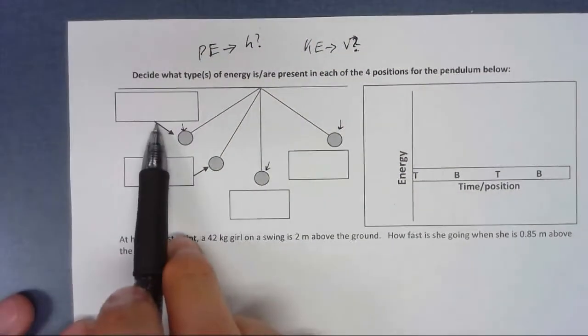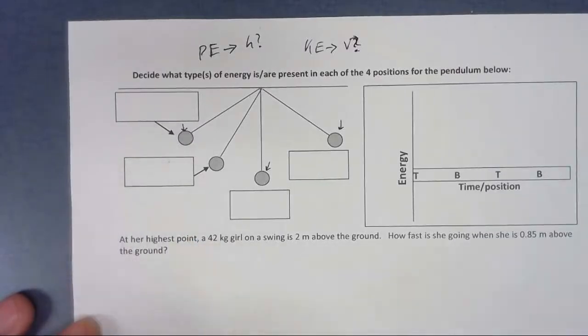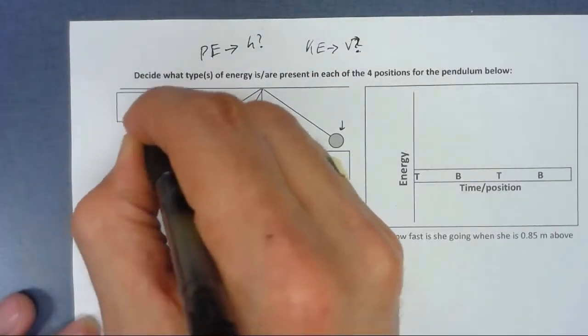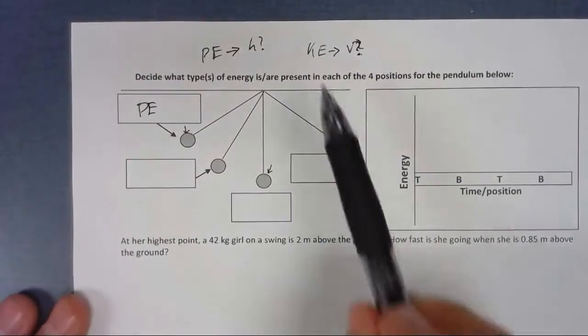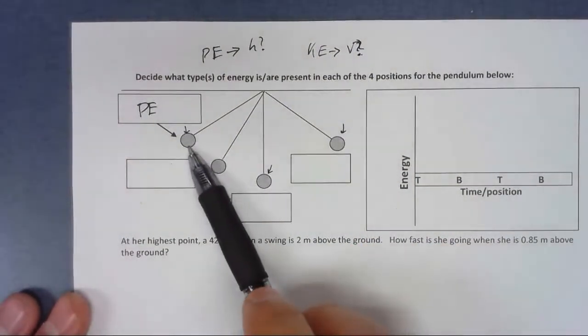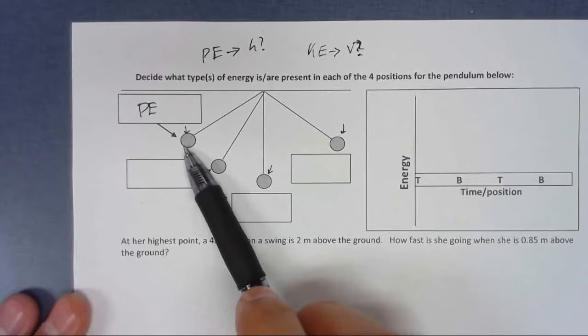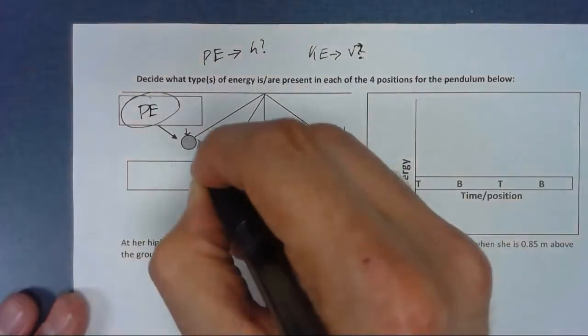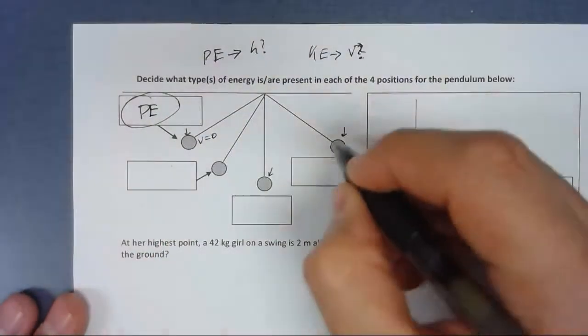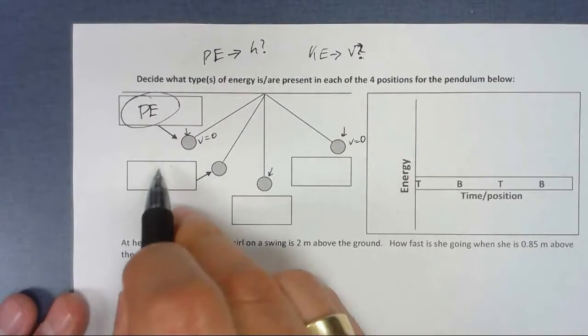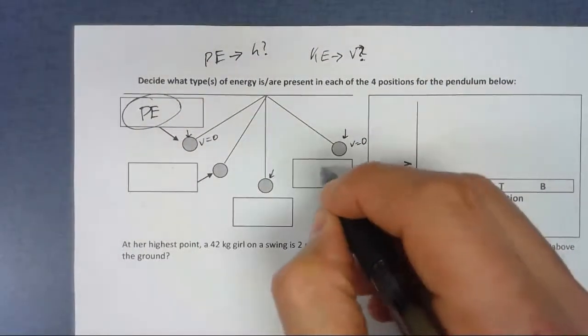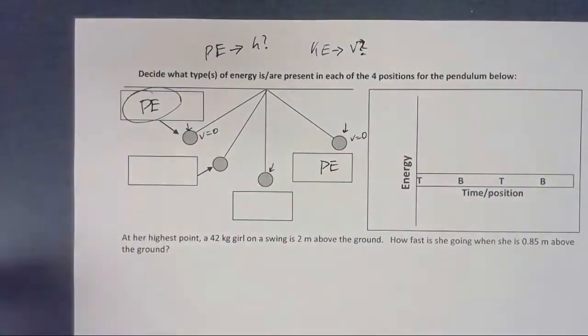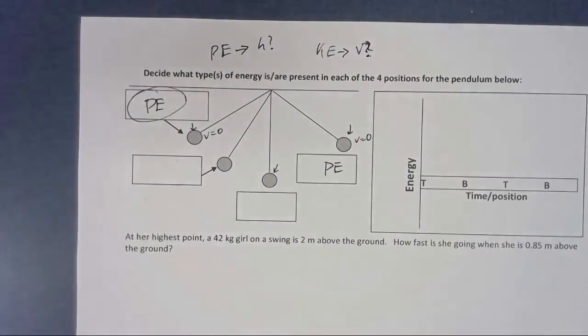So at this point, does the pendulum have height? Yes, it does. So it definitely has some potential energy. Does the pendulum have speed at this point? The answer is no. At the outermost point, the pendulum will stop for just a moment and the speed is 0. Therefore, right here, potential energy is the only thing we have. You might even want to write speed is 0. It's the same on the other side, so this one over here will be potential energy as well.